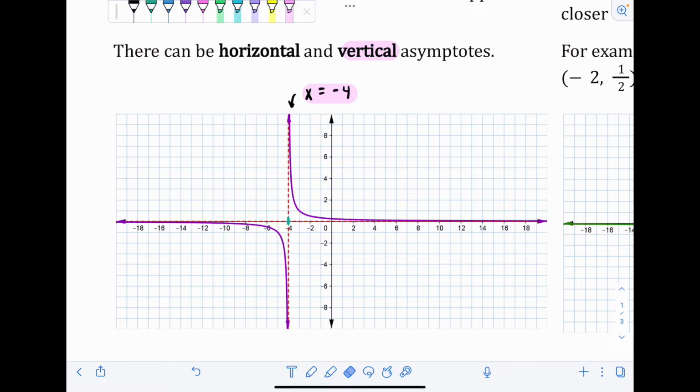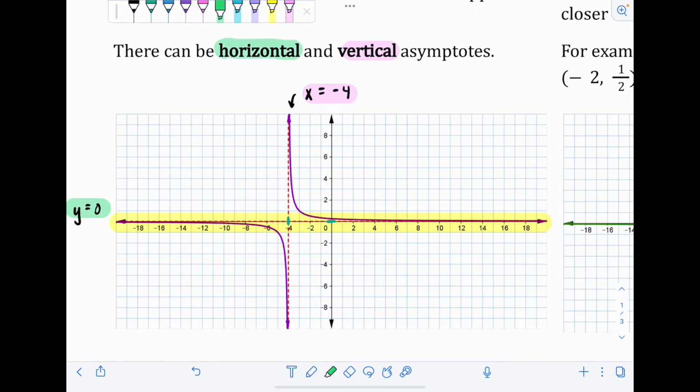And then for the horizontal asymptote, you can see it's on the x-axis. A horizontal asymptote is always y equals, and then whatever y value it crosses through. This one's a little funkier to look at because it's exactly on the x-axis, but if it's exactly on the x-axis, then it's crossing through at y equals 0.